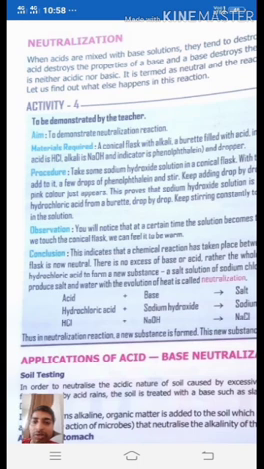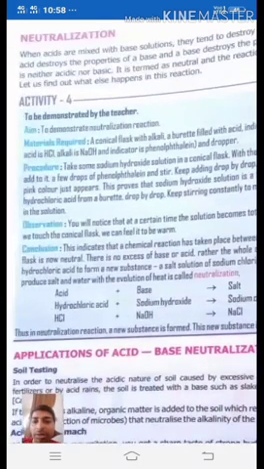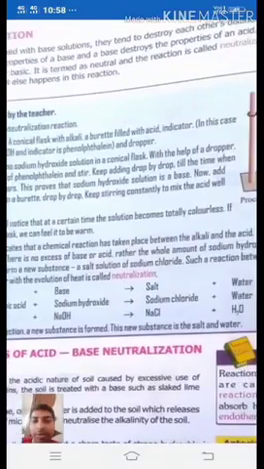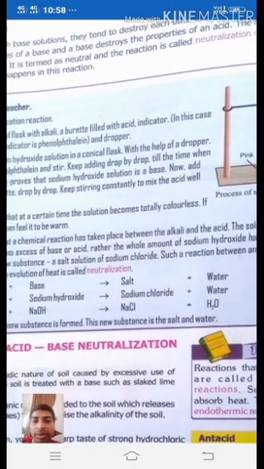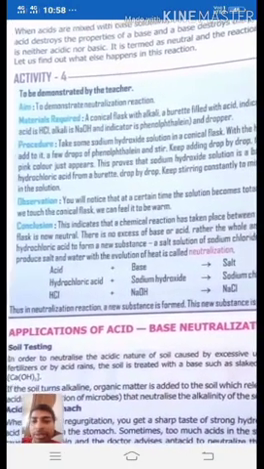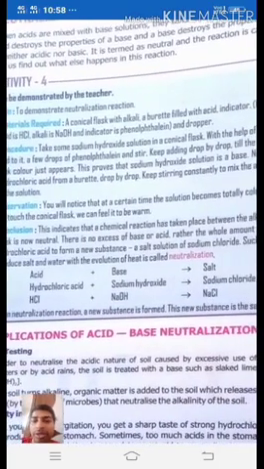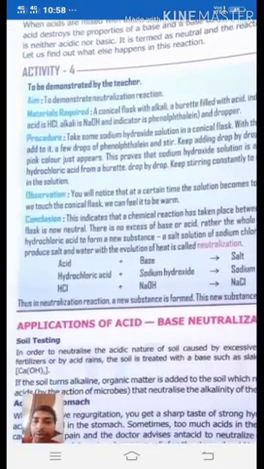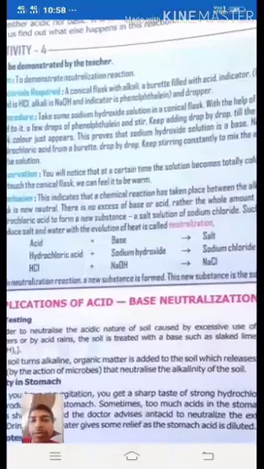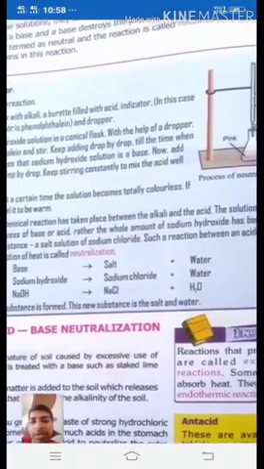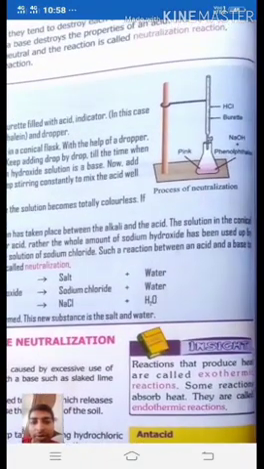To demonstrate neutralization, things required: a conical flask with the alkali, a burette filled with acid, and an indicator. The acid is HCl, the alkali is NaOH, and the indicator is phenolphthalein. Here we are taking HCl as an acid, NaOH as a base, and the indicator is phenolphthalein. Procedure: take some sodium hydroxide solution in a conical flask with the help of a dropper.